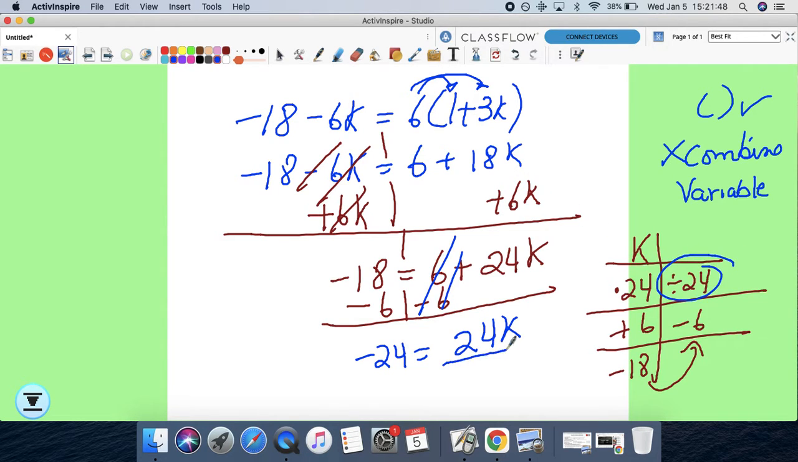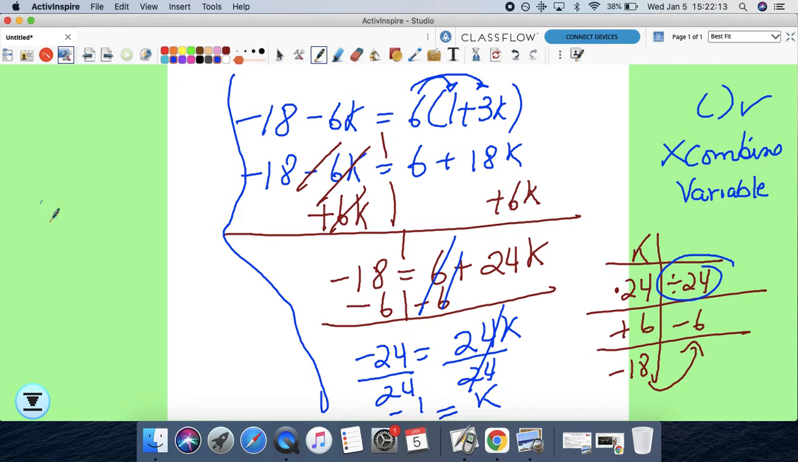And then we're going to divide by 24. Divide by 24. 24 divided by 24 is 1, and we get k. On the other side, negative 24 divided by 24 is negative 1. So the answer is negative 1. Let's do a check. All right, so let's do a check. We'll do a check here.